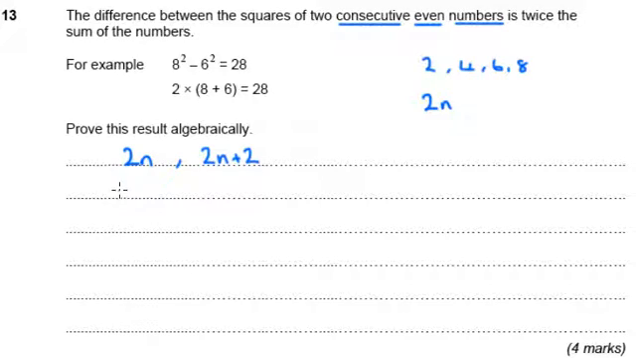So we have to square these numbers now and find their difference. So the difference is when we take them away. And notice I started with the bigger number. I started with the 2n plus 2. It says prove that that is always twice, so 2 lots of the sum of the numbers. So 2 lots of 2n plus 2n plus 2.